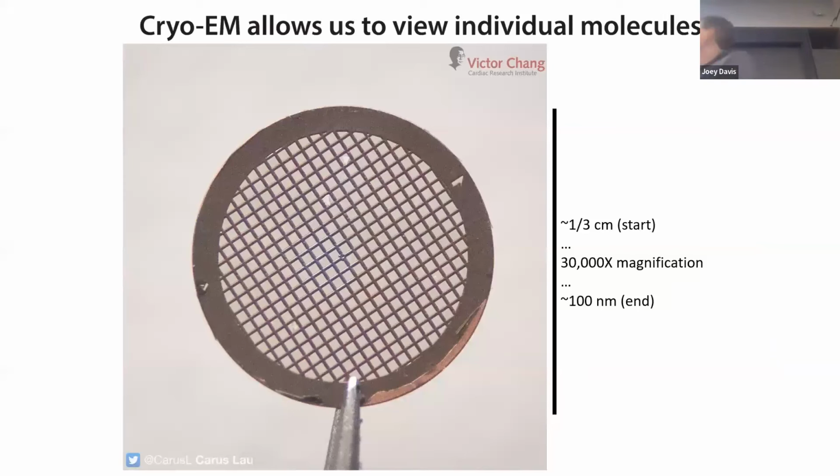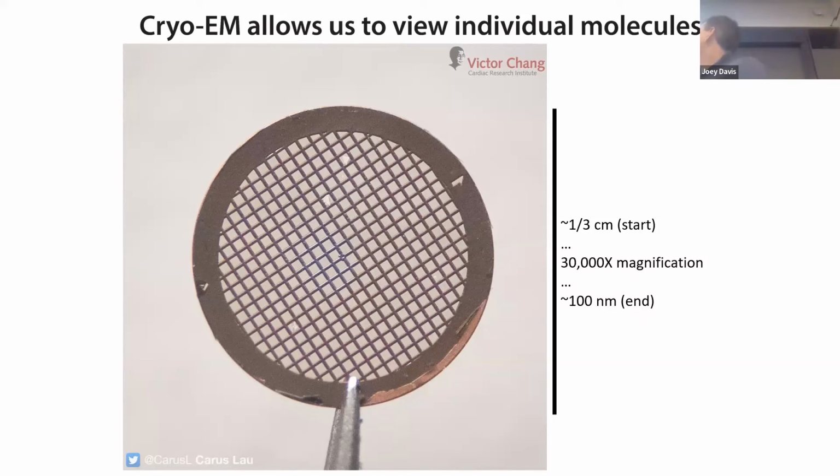For folks that haven't seen this before, this is the way the technique works. This is an EM grid. It's typically some metal grid, these grid bars. Laid across the grid bars is a very thin layer of amorphous carbon. And using photolithography, small holes are etched into that thin layer of amorphous carbon. Across those holes, you can suspend a thin layer of vitreous ice containing your protein of interest. This is on the order of a couple centimeters, 3 centimeters across. And then this is a very nice video from Twitter.